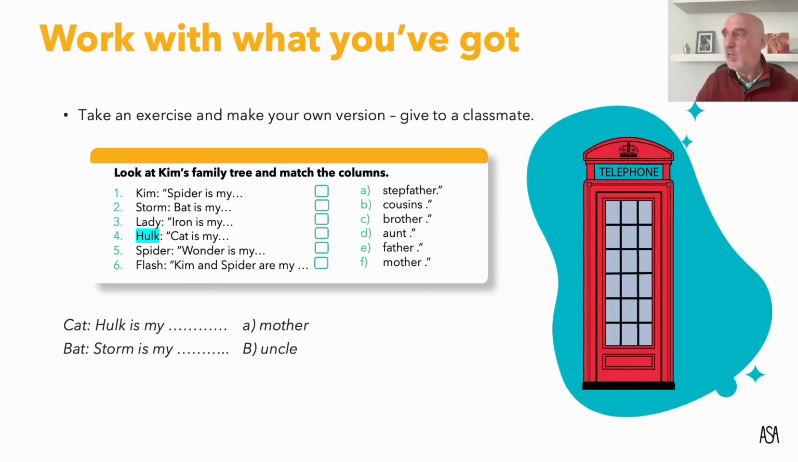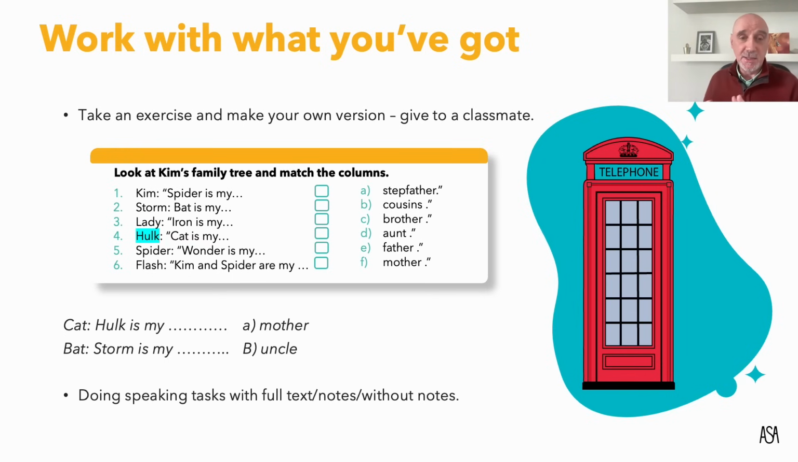That's one way. You can do this with all sorts of exercises. Once you start recognizing the potential, you can do it with many different types of exercises that are right there on the page. Another way is working with what you've got.